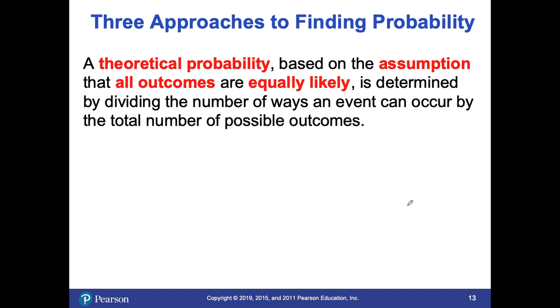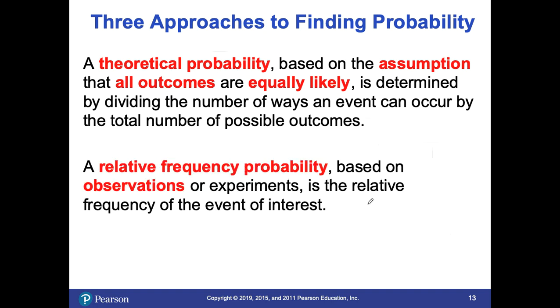So there are actually 3 approaches to finding probability. We already talked about one. The first one is called theoretical probability, which is based on the theoretical method. And we've already understood that and seen that. The next one we've already done as well, which is known as the relative frequency probability, based on actual observations or experiments. So you roll the die 100 times, or you flip the coins 100 times, or whatever.